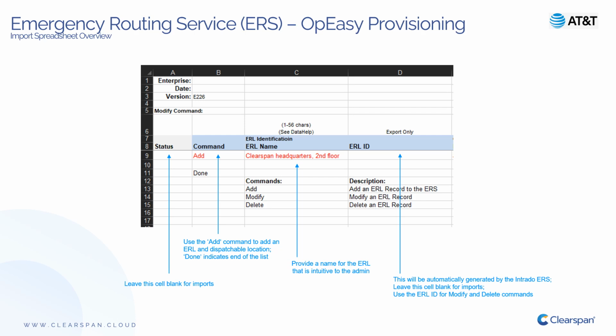The 4th column is the ERL ID. Every ERL ID in the Intrado ERS service must be unique. So when adding a new ERL name, leave this field blank, and the ERS will create the new ERL ID automatically, ensuring a system-wide unique ID.